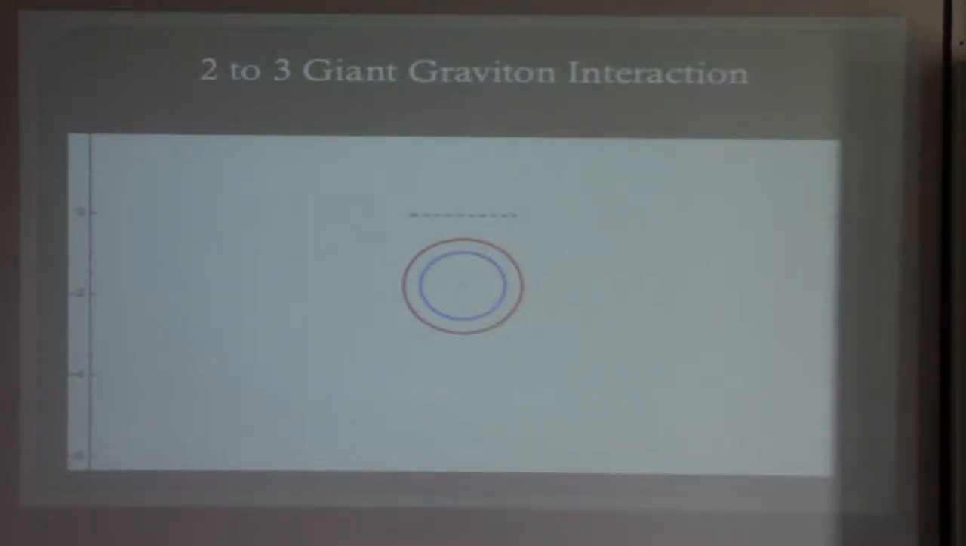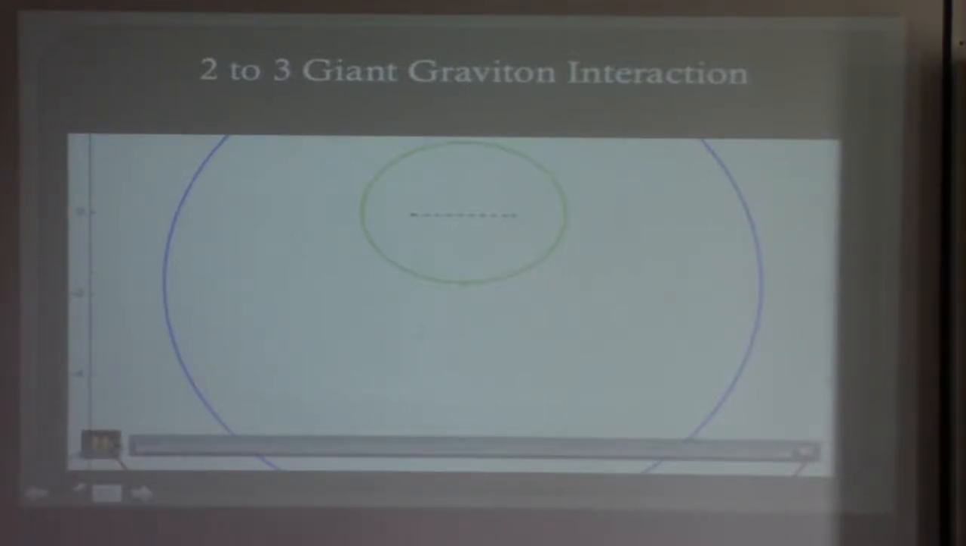So there are two circles, and you can ignore the dot at the center. And so these two rings, they are two giant gravitons. So this is the initial giant gravitons. I will explain what the giant gravitons are later. But here what I'm showing is the interaction. So you start with two giant gravitons, then you end up with three. This is what I will get in the end. So this is what I mean by giant graviton interactions.